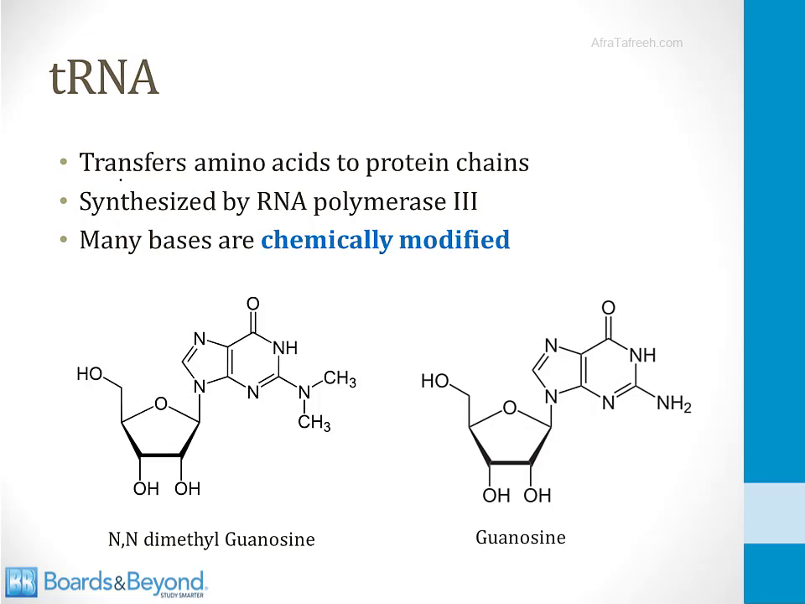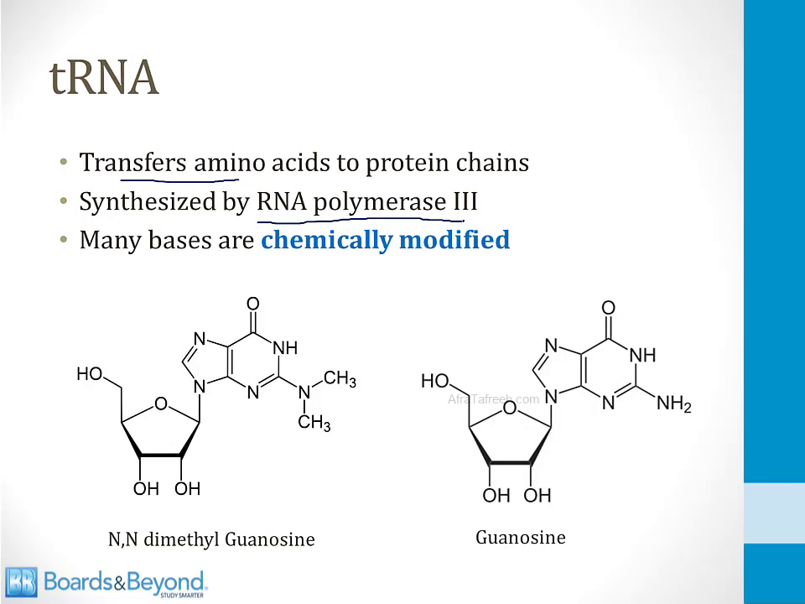tRNA are RNA molecules that transfer amino acids to proteins. That's why they're called tRNA. They are synthesized from DNA by RNA polymerase III. And one thing you should know about tRNA is that these are very unusual RNA molecules. They have an unusual shape, which I'll show you in a minute.